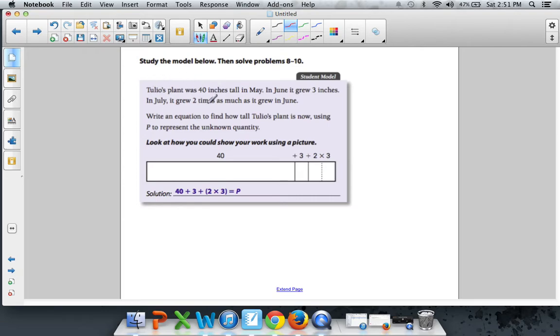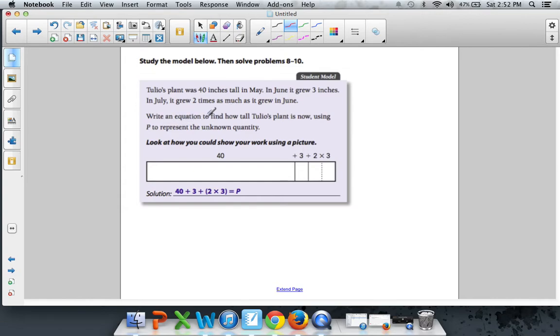Here's a model problem. Let's take a look at it. Tulio's plant was 40 inches tall in May. In June, it grew 3 inches. In July, it grew 2 times as much as it grew in June. Now, even as an adult, if I just read all of that fast and try to think about it all at the same time, I'm going, huh? But it's way better to think about it one piece at a time, one step at a time. There's no need to rush.